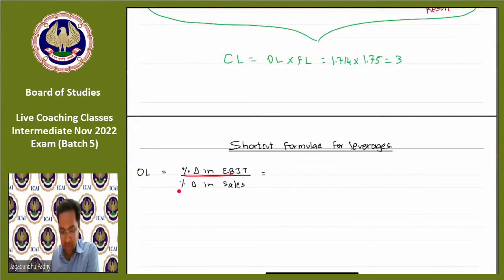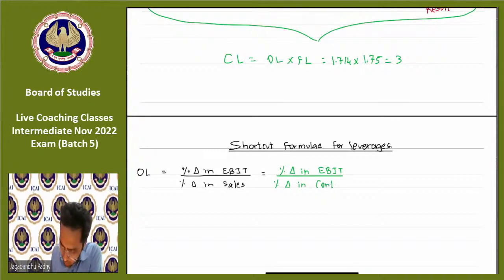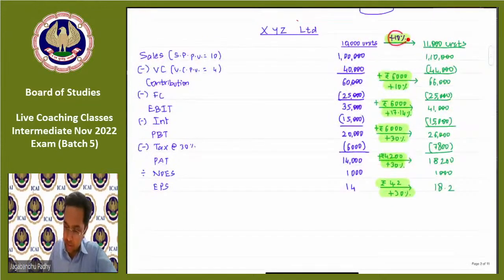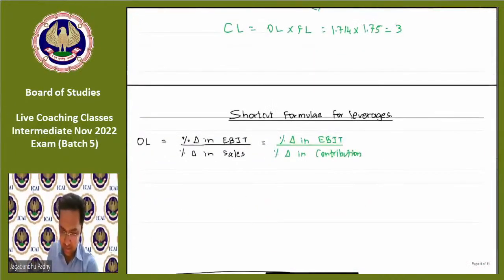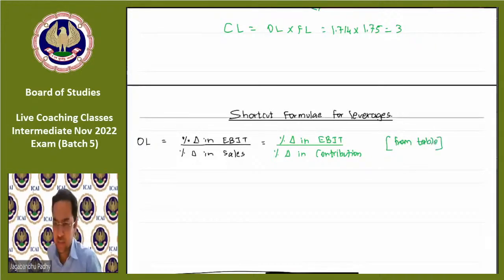The operating leverage stands as percentage change in EBIT upon percentage change in sales. We can say over here, percentage change in EBIT upon percentage change in contribution. We have observed from the table itself, guys, that whatever is the percentage change in sales, that itself is a percentage change in the contribution. Right? Earlier it was 60,000, then it became 66,000. We find that percentage change in sales is same as the percentage change in contribution. So we can very well say it in that sense. This is from the table itself. Every time it's going to be the same.